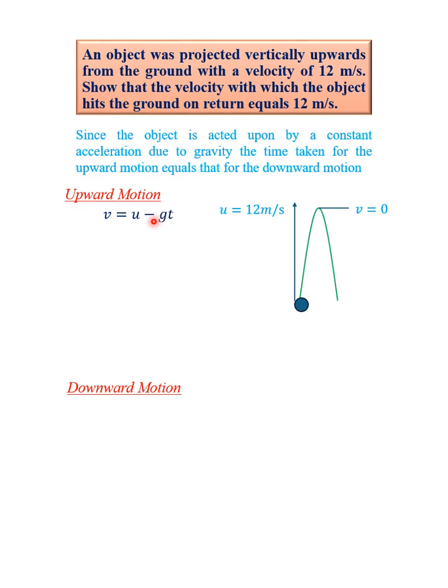You may be wondering why negative instead of positive. The object is moving upward, so it is acting against gravity. That is why the acceleration due to gravity is negative g. Now, what is our target here?